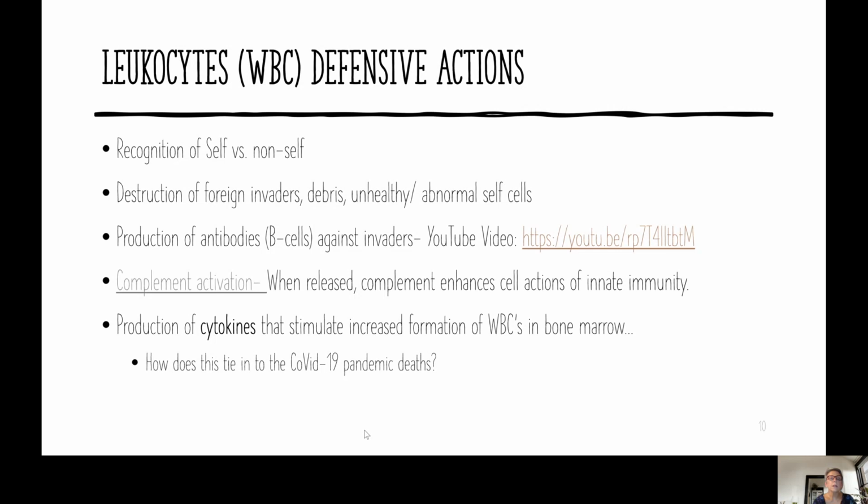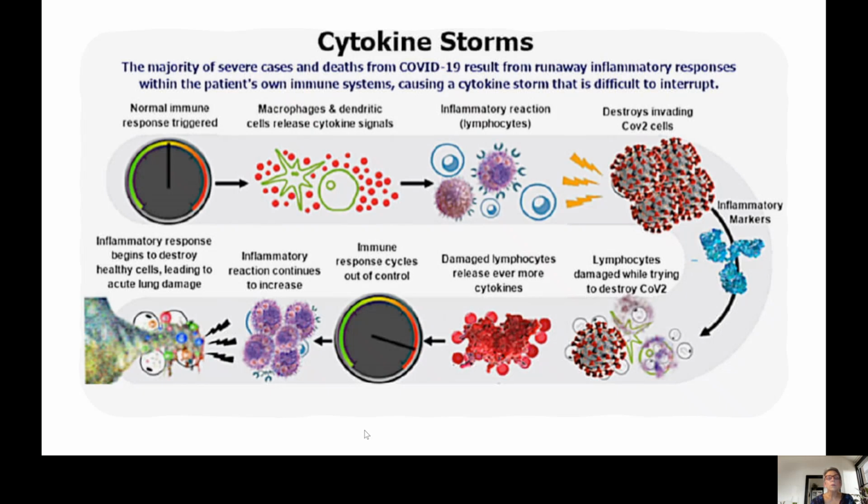Okay, so the cytokines, when they're released and they work normally, it's not an excessive situation. But when there is what's known as a cytokine storm, things are hyperstimulated, and that seems to be the bottom line of the hyperstimulation of the immune system in many of these patients who don't do well as a result of their COVID-19 infection. So the majority of the severe cases and deaths from COVID-19 are a result of this runaway inflammatory response within their immune system, causing the cytokine storm that is difficult to interpret.